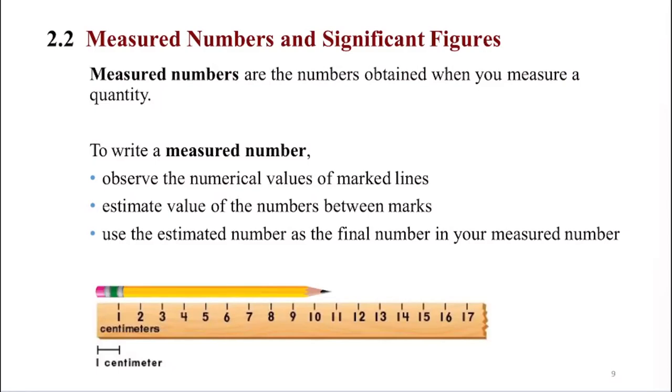We can see here that in this instrument, we have centimeters, and we can see that we have numbers from 0 all the way through 17. So that means that this instrument can only measure something up to 17 centimeters. Now, when we look at the marked values, and let me just zoom in.